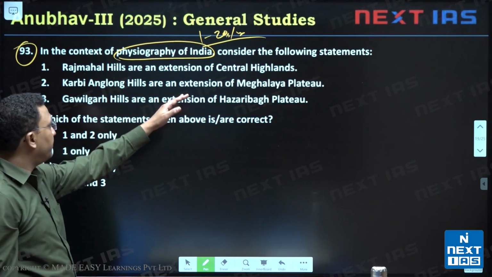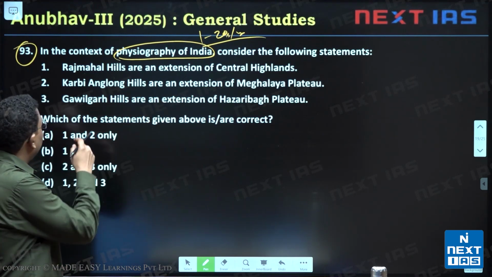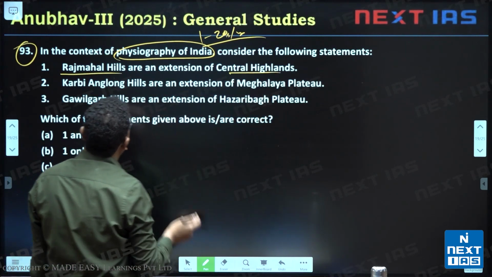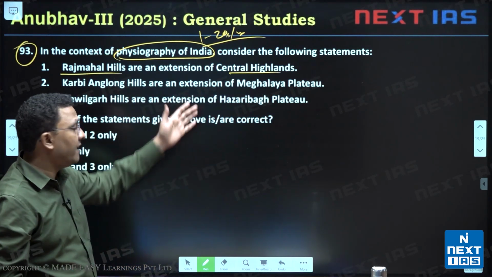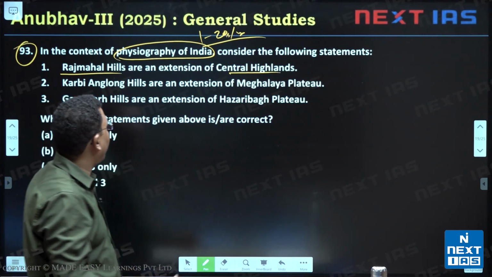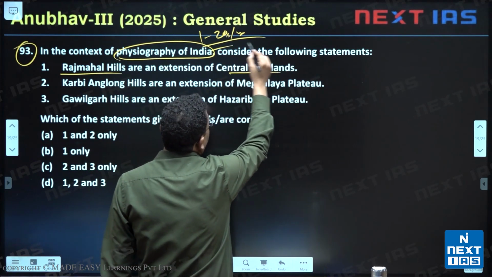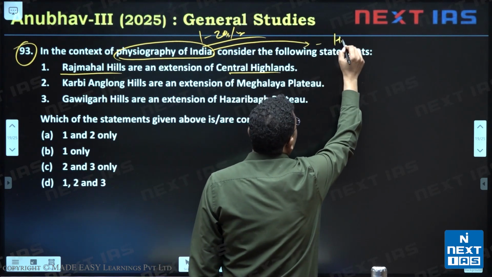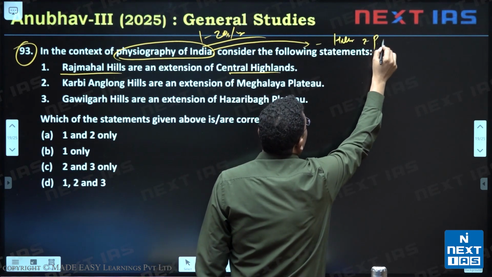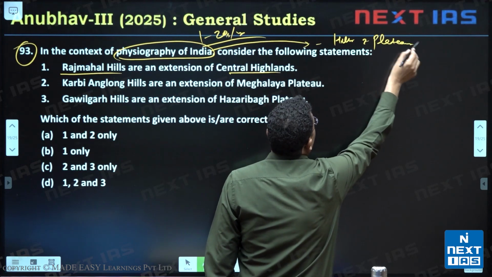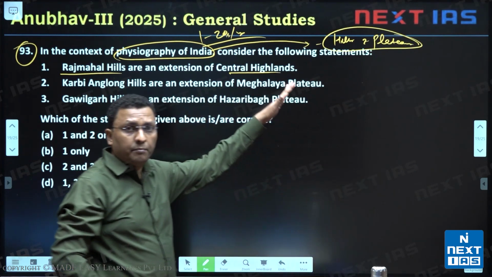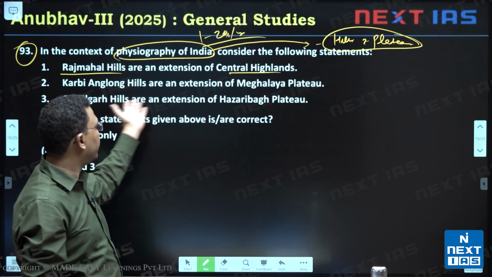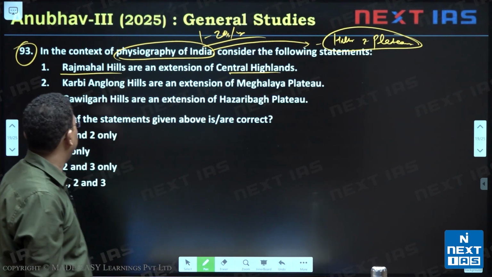So let's read the given statement. Consider the following statement. Raj Mahal Hills are an extension of Central Highland. So names of some hills and plateaus are given, right? And if you analyze the trend of previous year questions from this topic physiography, UPSC focuses especially on hills and plateaus, right? Major hills and plateaus of India, and that's why this question based on the knowledge of hills and plateaus has been put in your test, right?